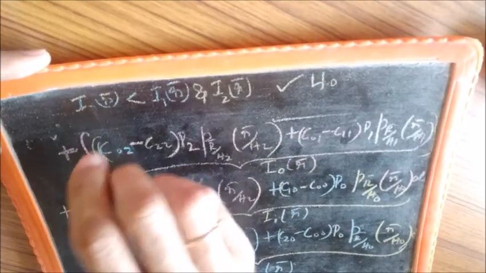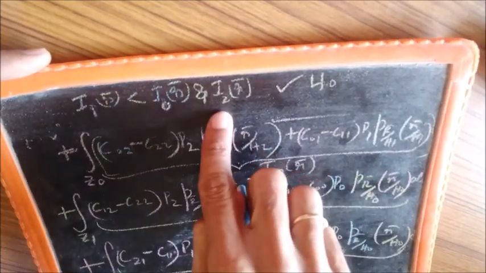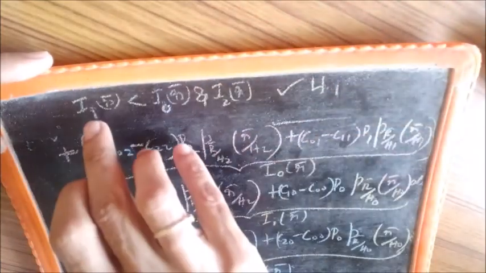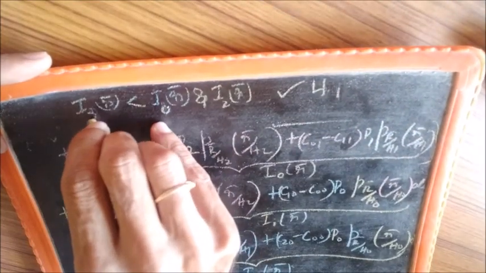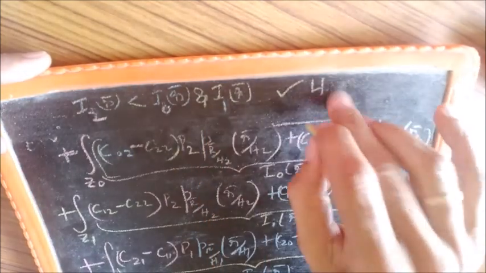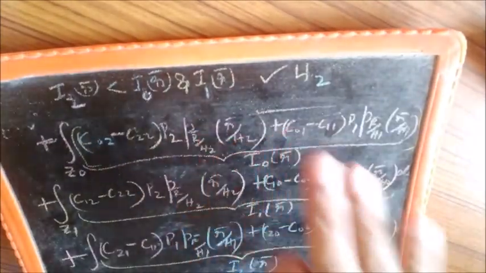If I1(R) is less than I0(R) and I2(R), declare H1. If I2(R) is less than I0(R) and I1(R), declare H2. So this is the way we are going to take the decision.